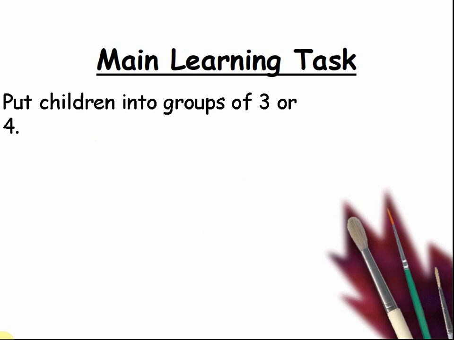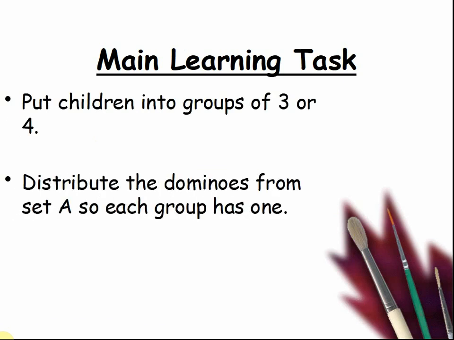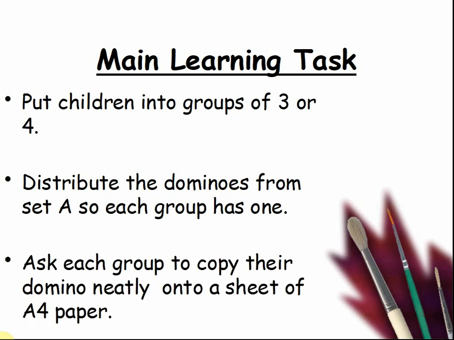Main learning task. Put children into groups of 3 or 4. Distribute the dominoes from set A so each group has one. Ask each group to copy their domino neatly onto a sheet of A4 paper. Here is the group A paper.